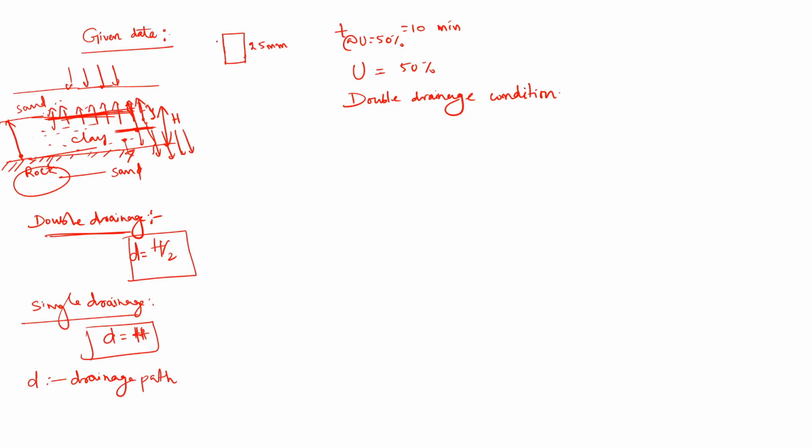So here, this is the height of the sample. Okay, HL we will write. So what is DL now? As this is double drainage, as mentioned in the question, then HL by 2, 25 mm by 2 equals 12.5 mm. So we know DL, we know U, we know T, which is 10 minutes.